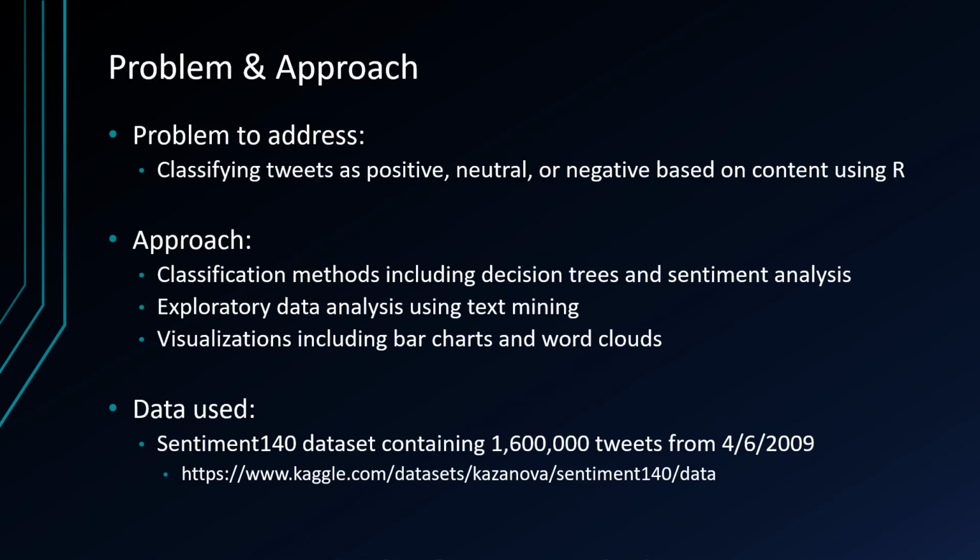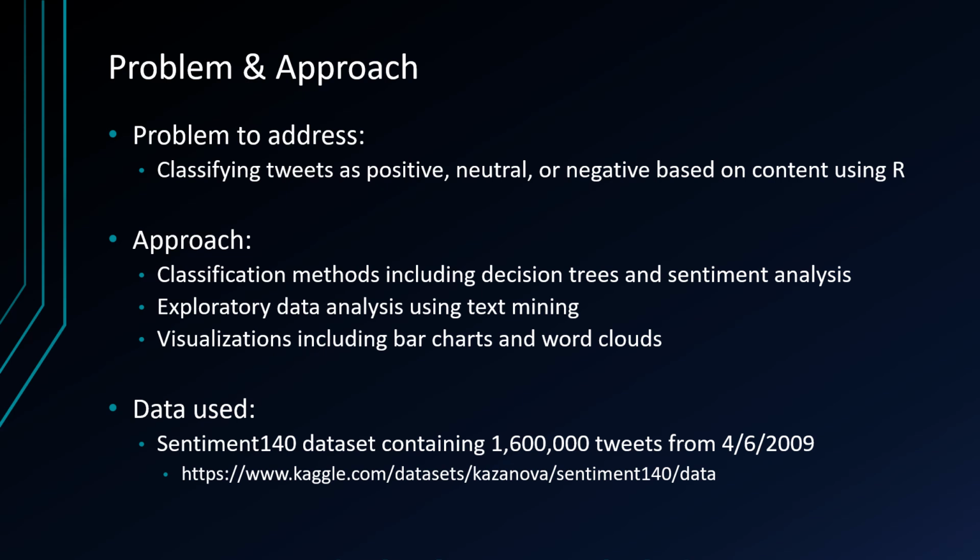The problem I'm addressing in this project is to classify tweets as positive, negative, or neutral based on their expressed content using the R programming language. To accomplish this, I used the supervised learning technique of decision trees and a sentiment classification analysis to sort terms into emotion categories based on sentiment scores. I also used text mining and visualizations to explore and further analyze the data.